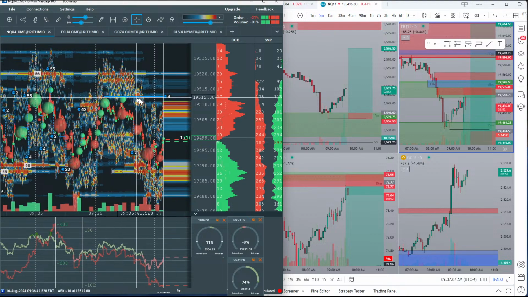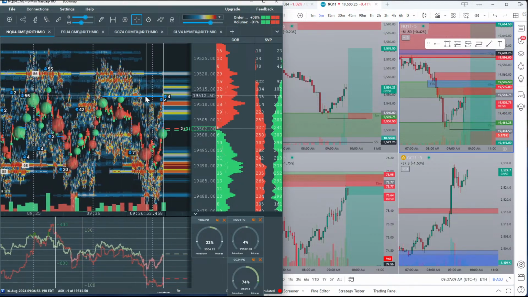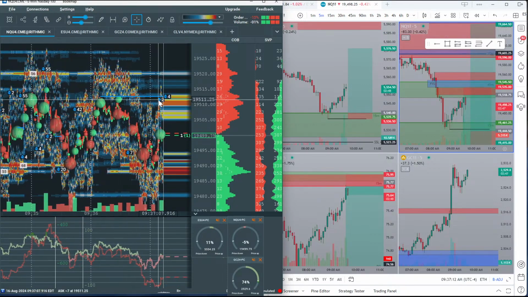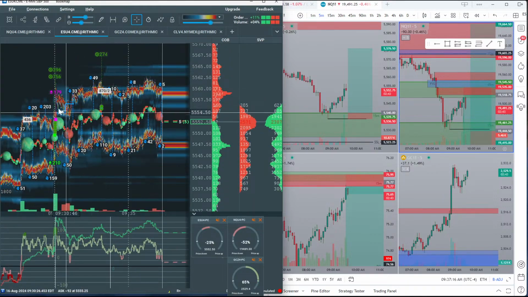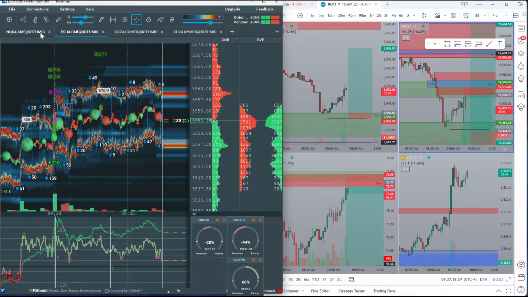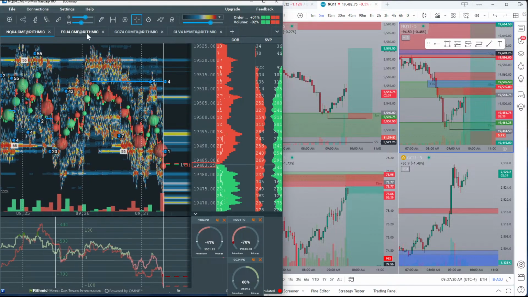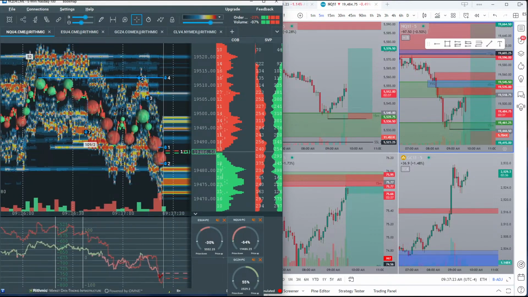So you see how we have an iceberg here on the NASDAQ? I'm not a fan of NASDAQ icebergs because they tend to break with no problem. I like icebergs more on the ES. The reason for that is because they tend to hold stronger, more like a wall, you know.